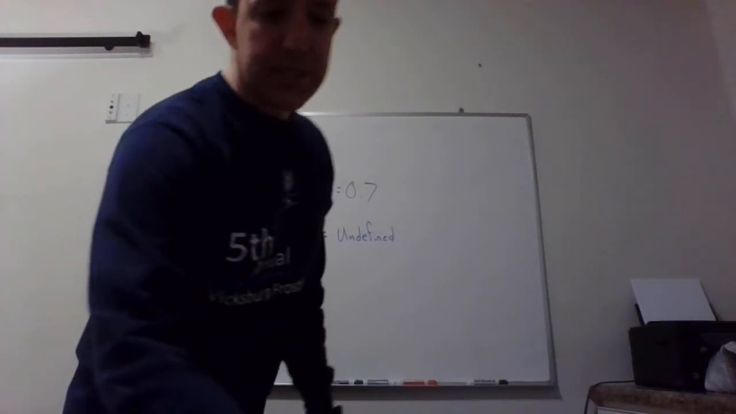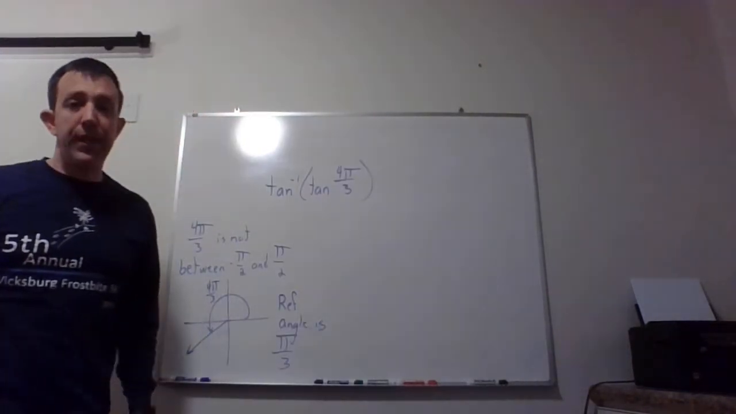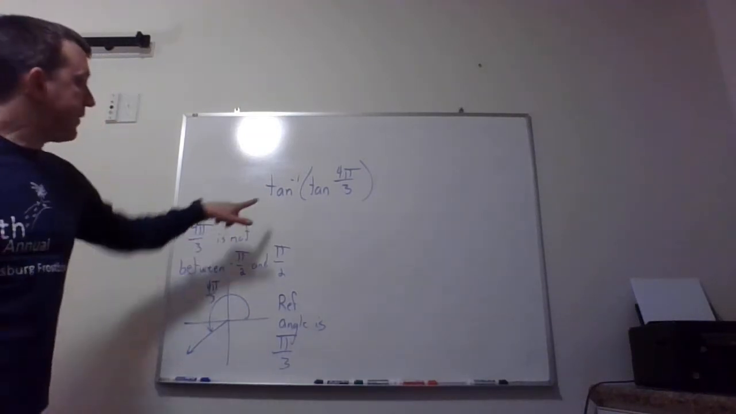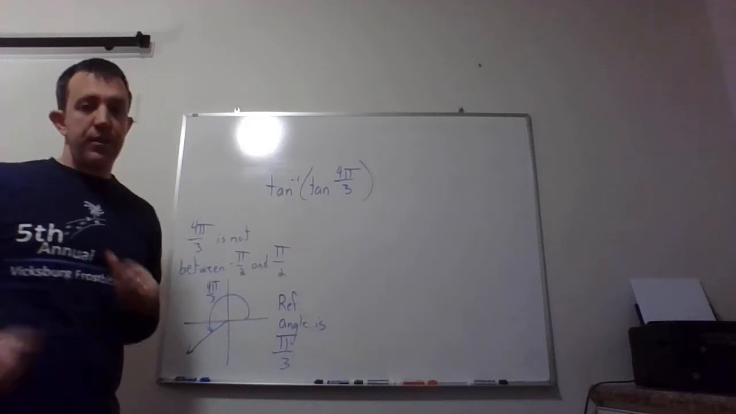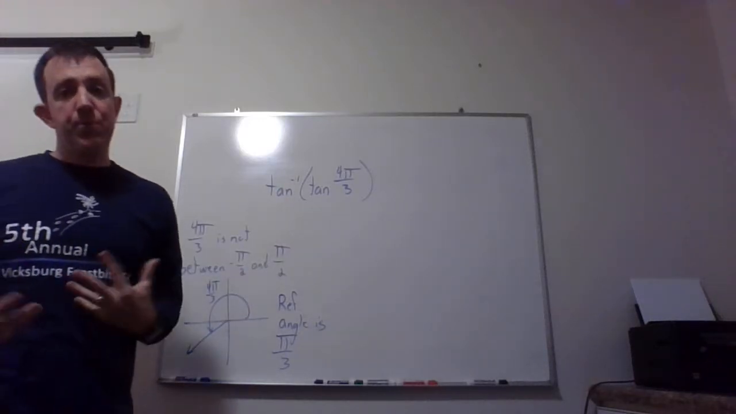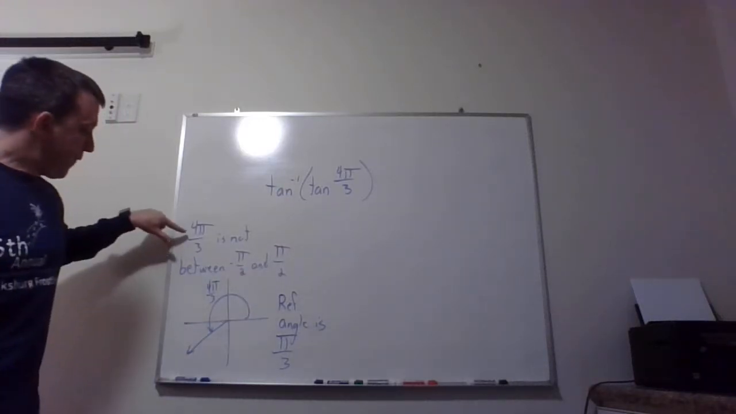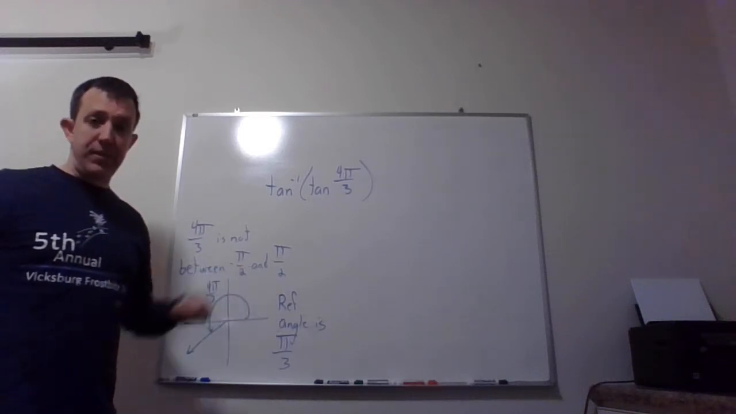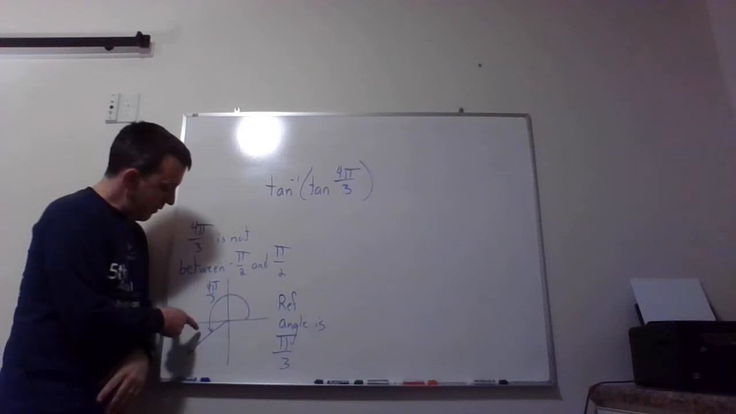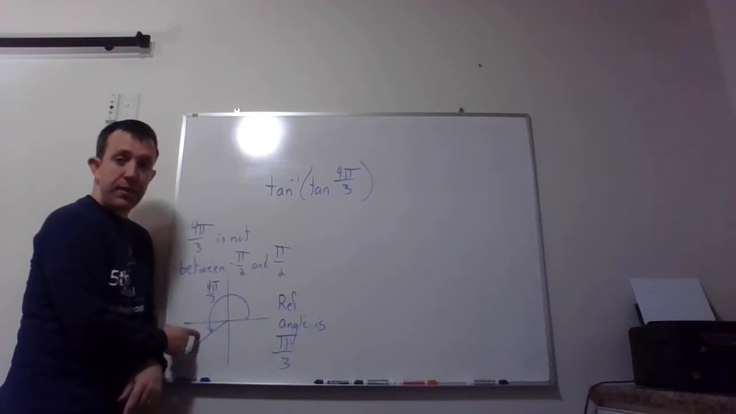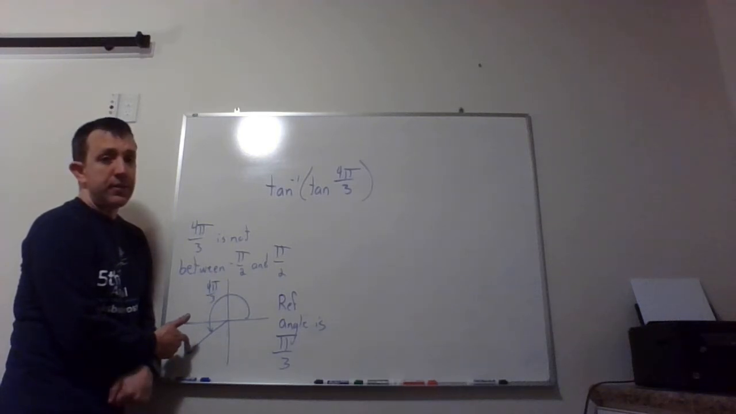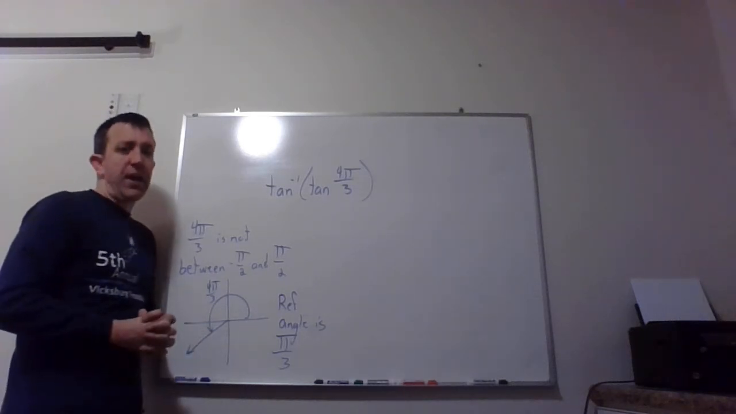All right, don't worry. I've got more examples. Okay, here's my next example. This one's definitely more complicated. We have the tangent inverse of the tangent of 4π/3. And here's why this one's more complicated. 4π/3 is not in between -π/2 and +π/2. If you're looking at my graph, with the angle put onto it, 4π/3 is over here in the third quadrant. I'll let you try and convince yourself of that, but that's where it is.